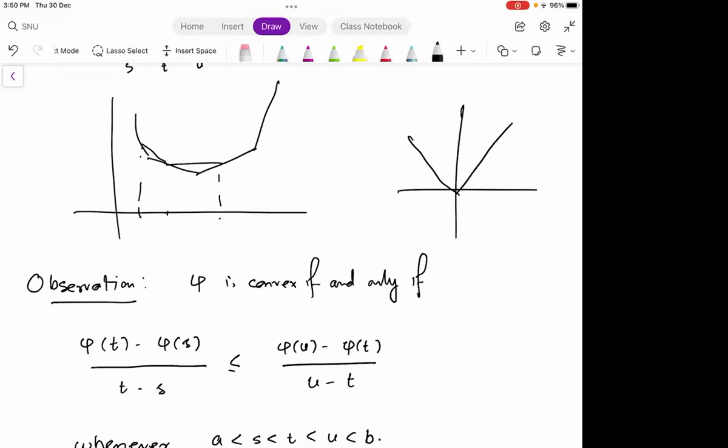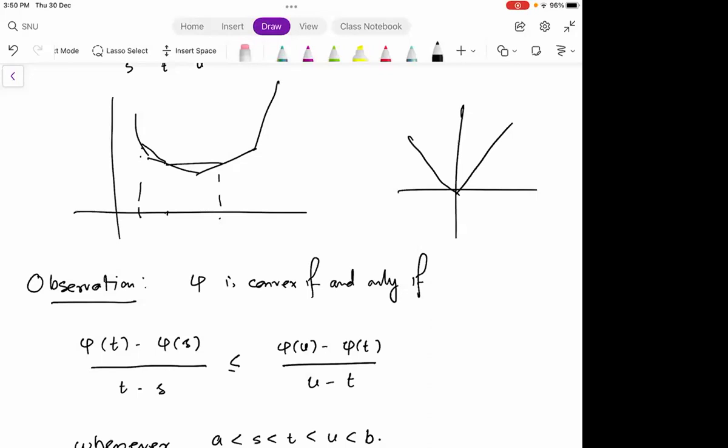phi t minus phi s is the vertical distance. That is, you are subtracting phi s from phi t, so it's the difference between phi t and phi s. That's a vertical line. T minus s is a horizontal line. So it's obviously tan of some angle. You're dividing a vertical length by a horizontal length. It's a tan of some angle. So tan theta is increasing. That should be clear to you. That is the motivation for this.